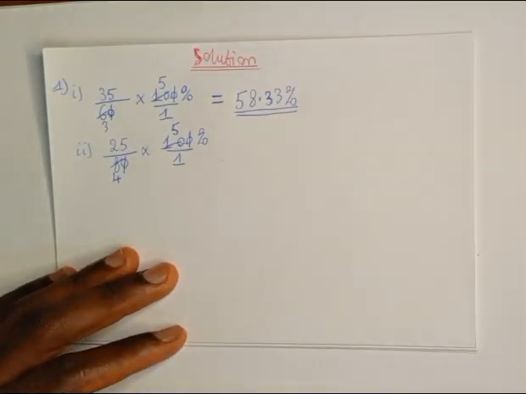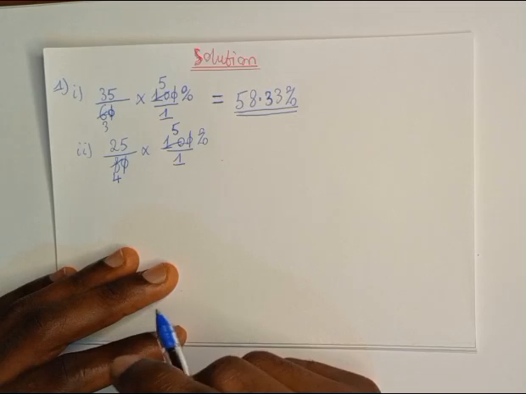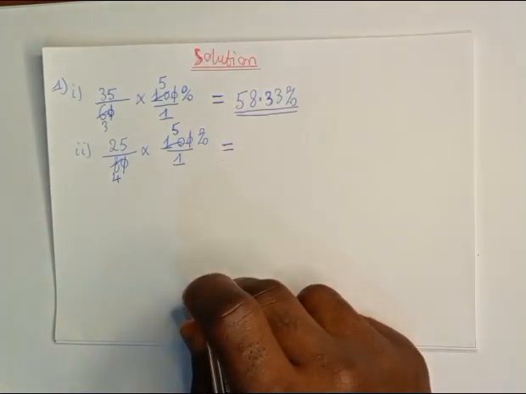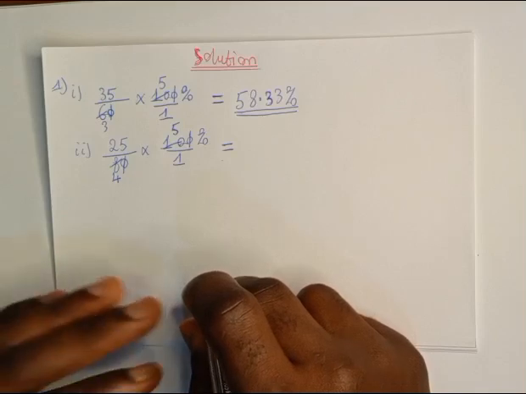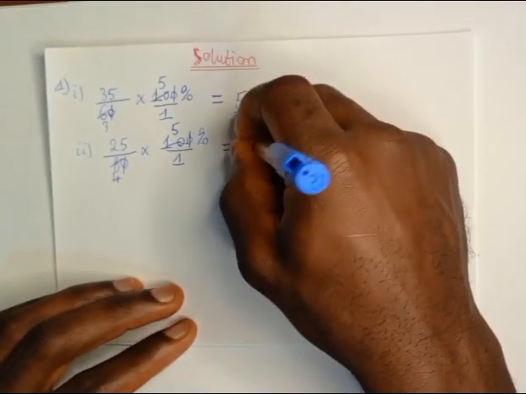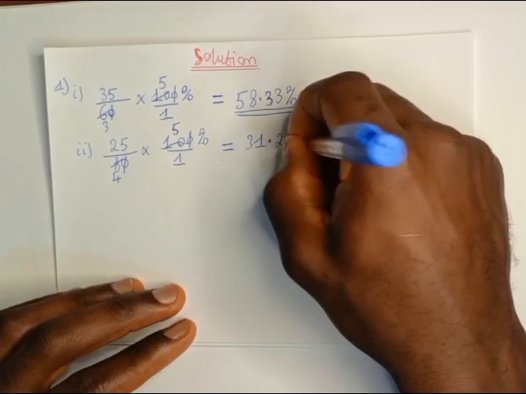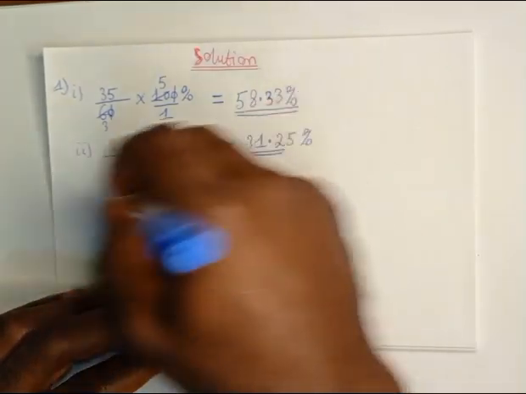Look at the numerator and the denominator. The highest common factor is 1. This will simply be equal to, we are going to proceed the multiplication. 5 times 25 at the numerator gives us 125. We divide 125 by 4, it gives us 31.25%. That's a percentage sign.